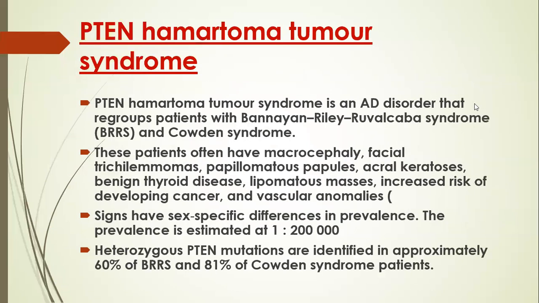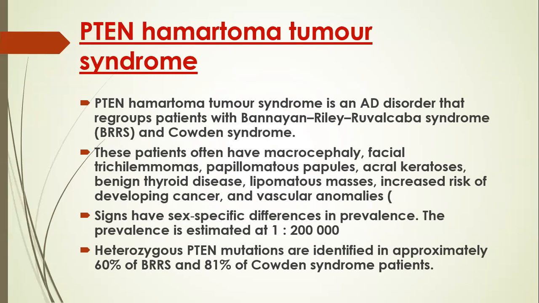Then PTEN hamartomatous tumor syndrome. This PTEN hamartomatous tumor syndrome is an autosomal dominant disorder that regroups patients with Bannayan-Riley-Ruvalcaba syndrome, or BRRS, and Cowden syndrome. So there are 2 syndromes which are grouped together in PTEN hamartomatous tumor syndrome. One is the Ruvalcaba syndrome and the other is Cowden syndrome.